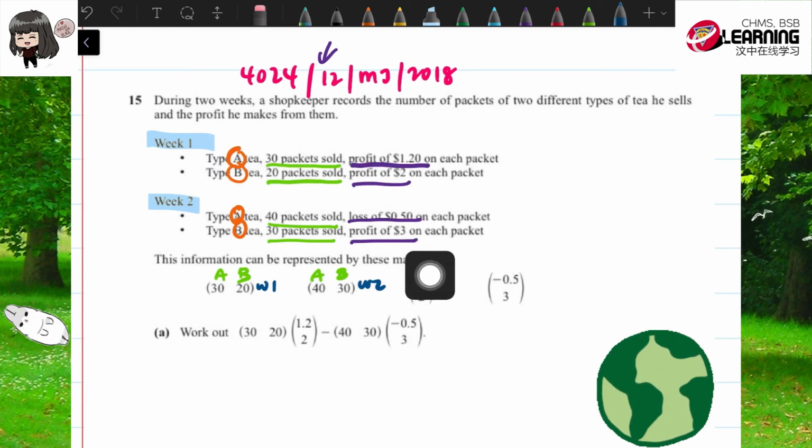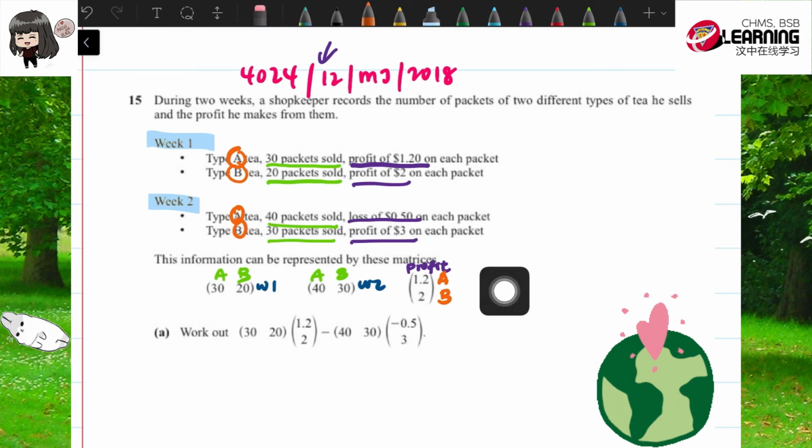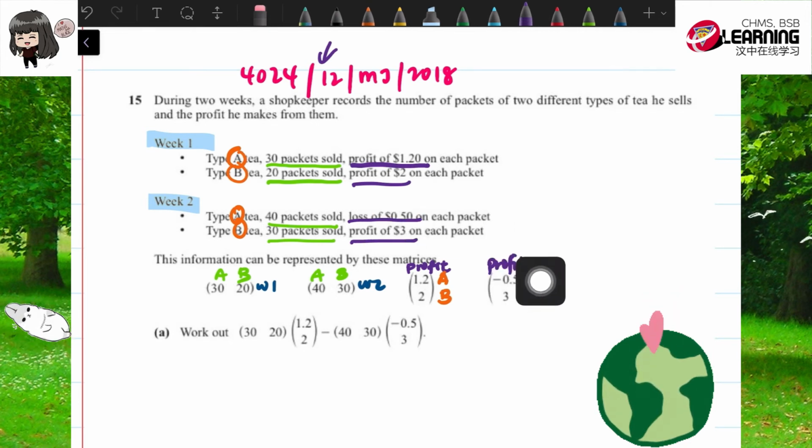That's why it's plus and plus. So this is profit for type A and type B. And this one is profit or earn. I just write profit since negative 0.5 means it's a loss. Negative 0.5 is a loss, that's why it's negative, for A and B.